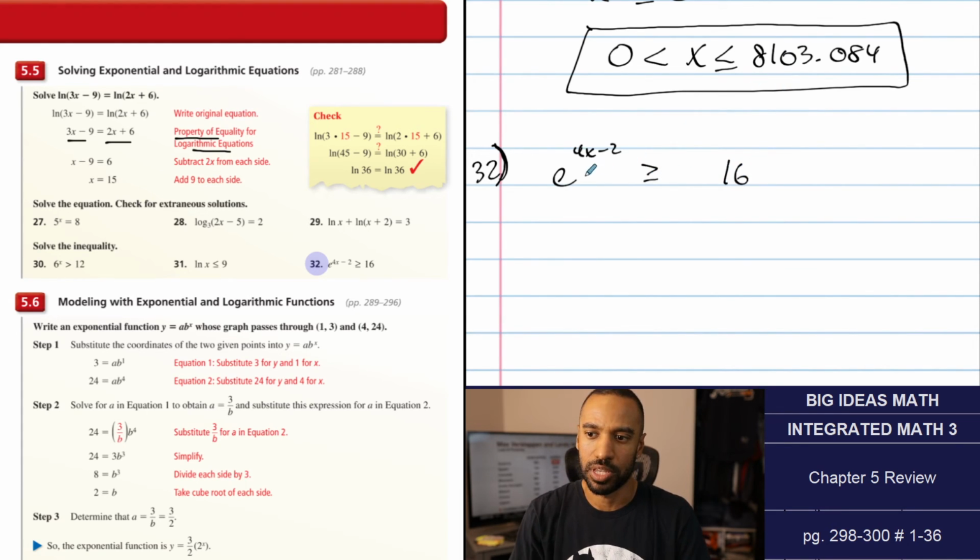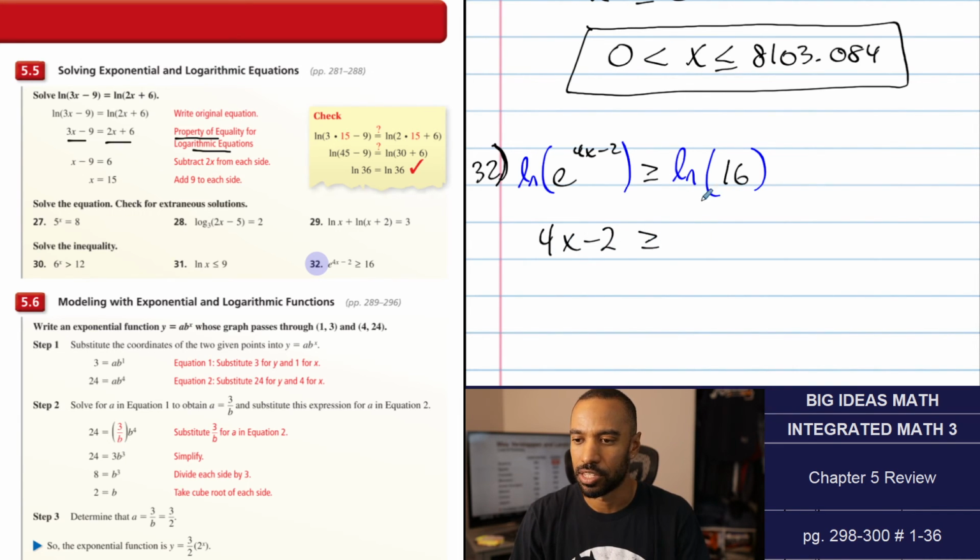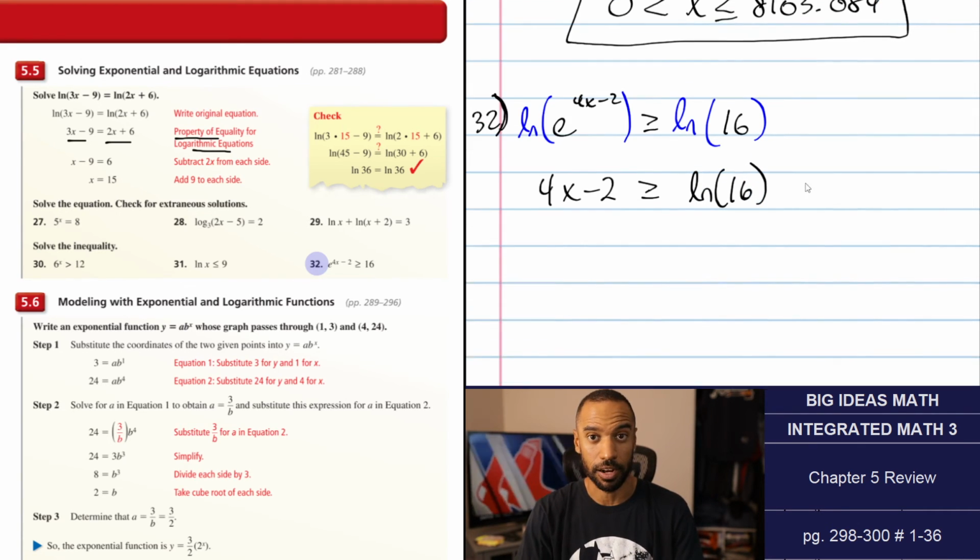If you want to log both sides immediately and cancel out whatever's there, you should natural log both sides because this has a base of e. So this leaves you with 4x minus 2 on this side. And on this side, we have natural log of 16. I'm going to leave it as natural log of 16 until our final answer.